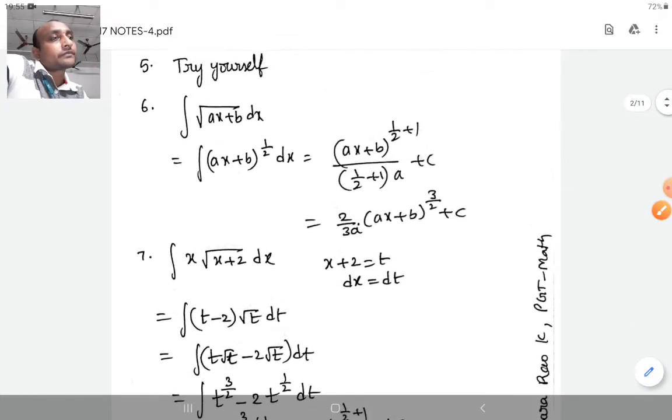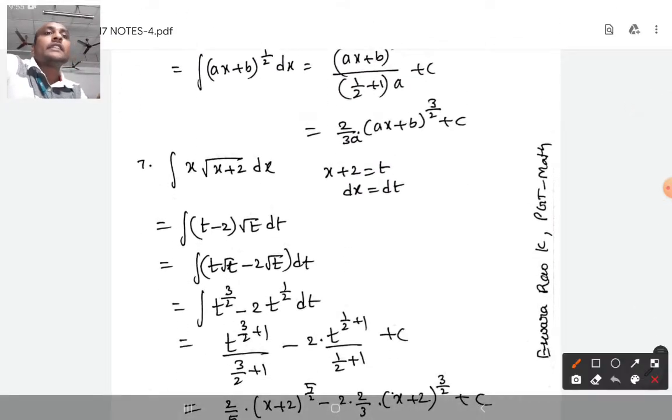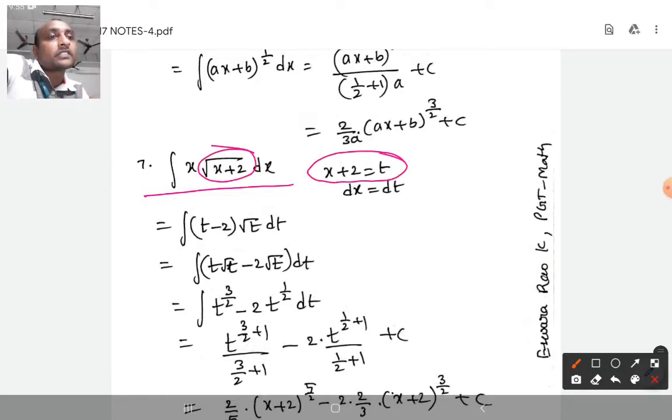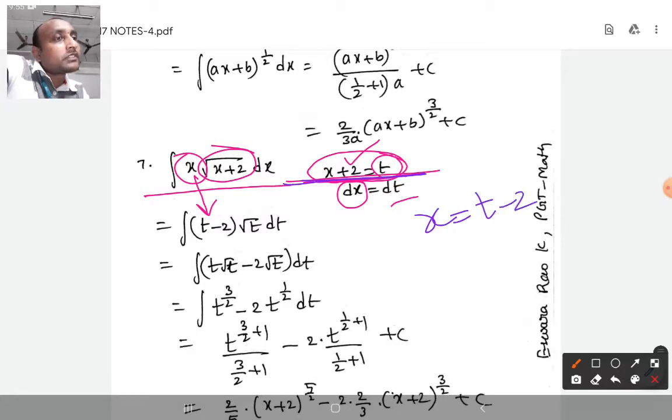Similarly, see, it is integration of x into root over x plus 2 into dx. So just take x plus 2 is equal to t, because this root is disturbing us. So the derivative of x is dx, the derivative of t is dt, the derivative of 2 is 0, neglect it. Then I can substitute x as t minus 2. The reason is we have taken x plus 2 is equal to t. That is the reason x will be t minus 2. Substitute it.